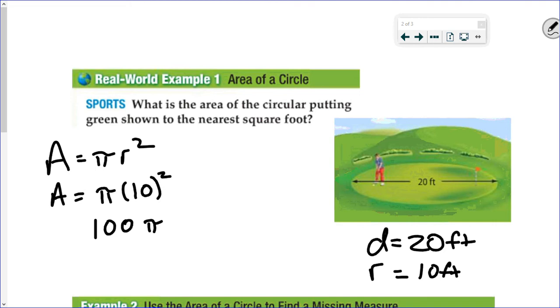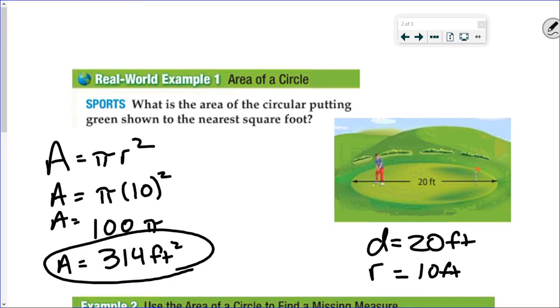Use your calculator there. Use your pi button, 3.14159. And you get that the area, to the nearest square foot, is 314 feet squared. All right, so that's area of a circle. And you have to have the radius to find the area of a circle.